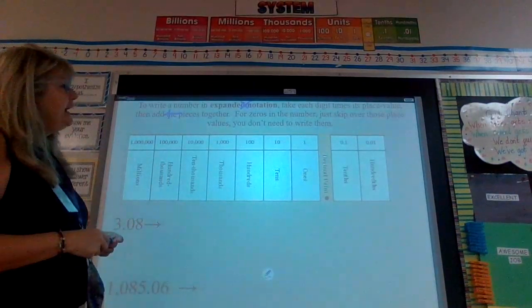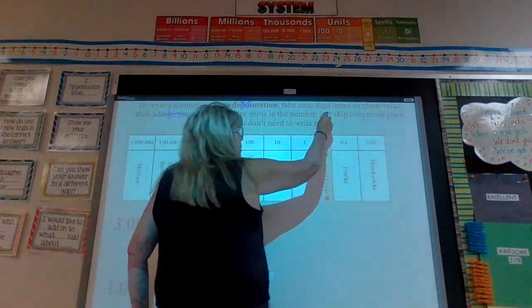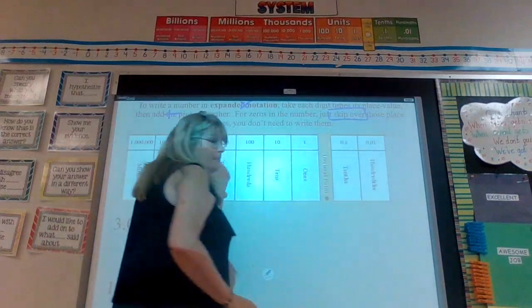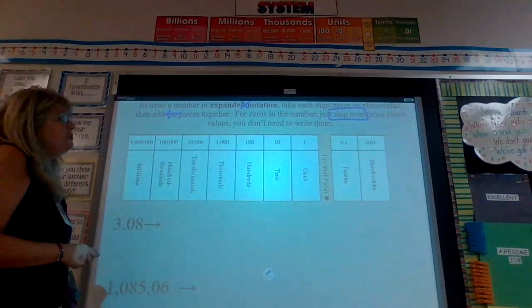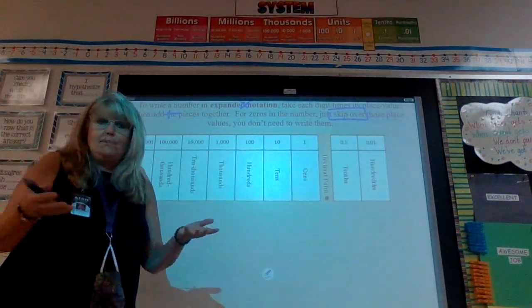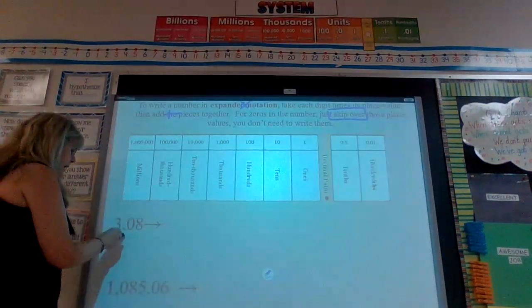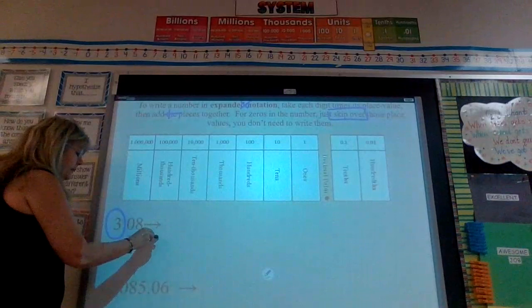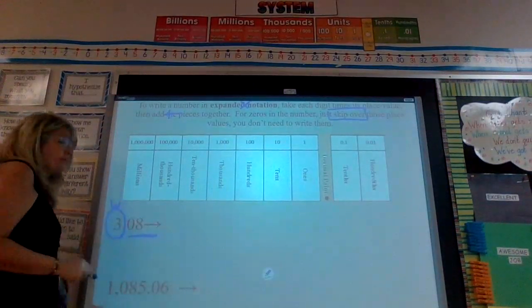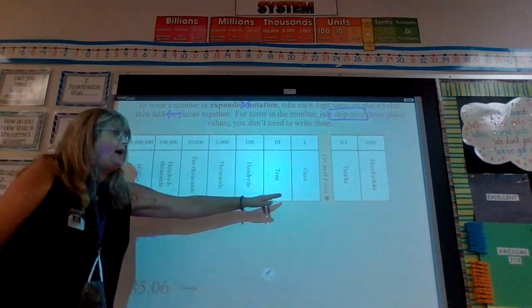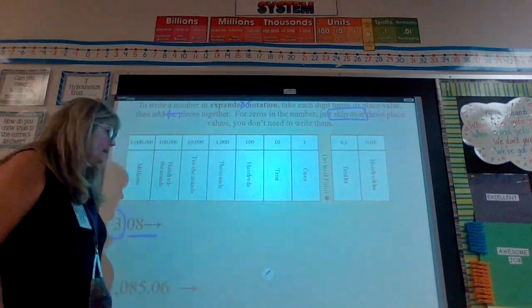For zeros in that number, just skip over. So you can skip over where the zeros are. You don't need to write them. That's just something extra and you don't need to do that. So let's look at the first one. Okay, again, whole number, fraction. So that 3 is a whole number. That 3 falls into the ones place.